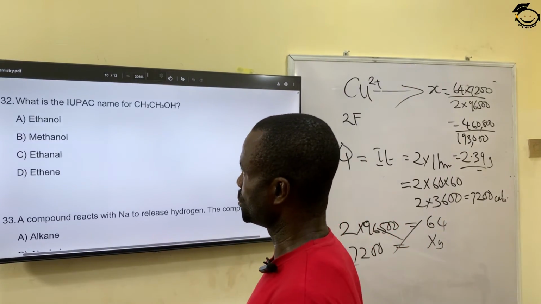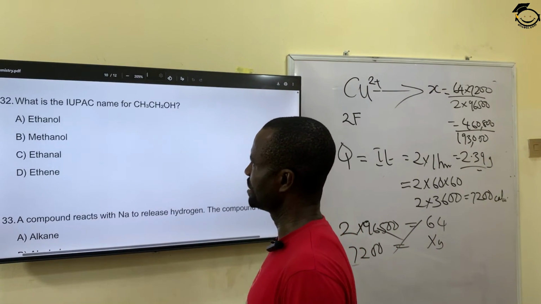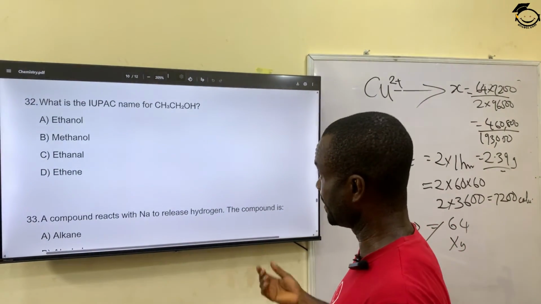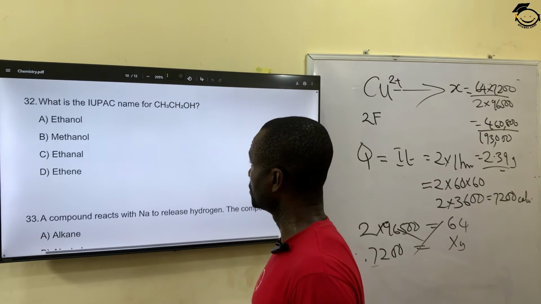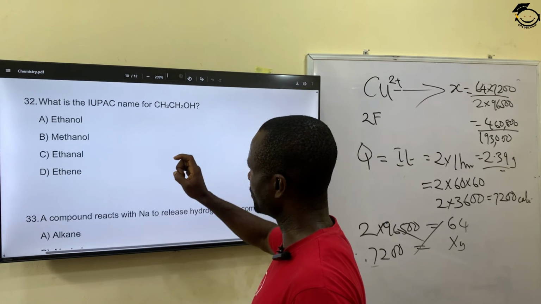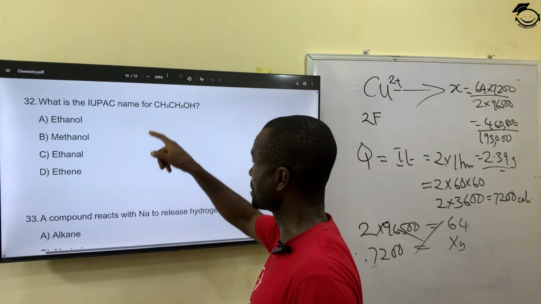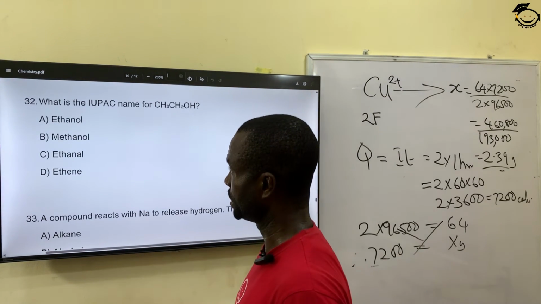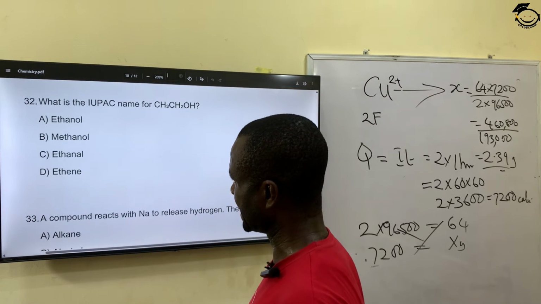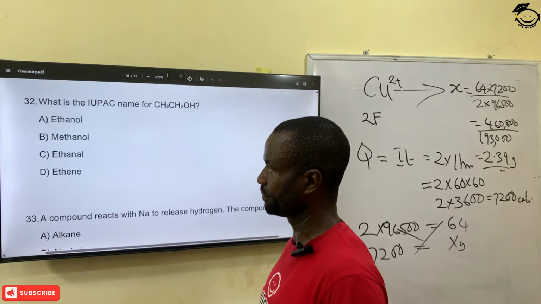Number 32. What is the IUPAC name of CH3CH2OH? IUPAC means International Union of Pure and Applied Chemistry. That's the general name for this substance. So this substance has 2 carbons, and the functional group is OH. So this is going to be called ethanol. So A, ethanol, B, methanol, C, ethanal, D, ethane. The correct answer is ethanol, A.